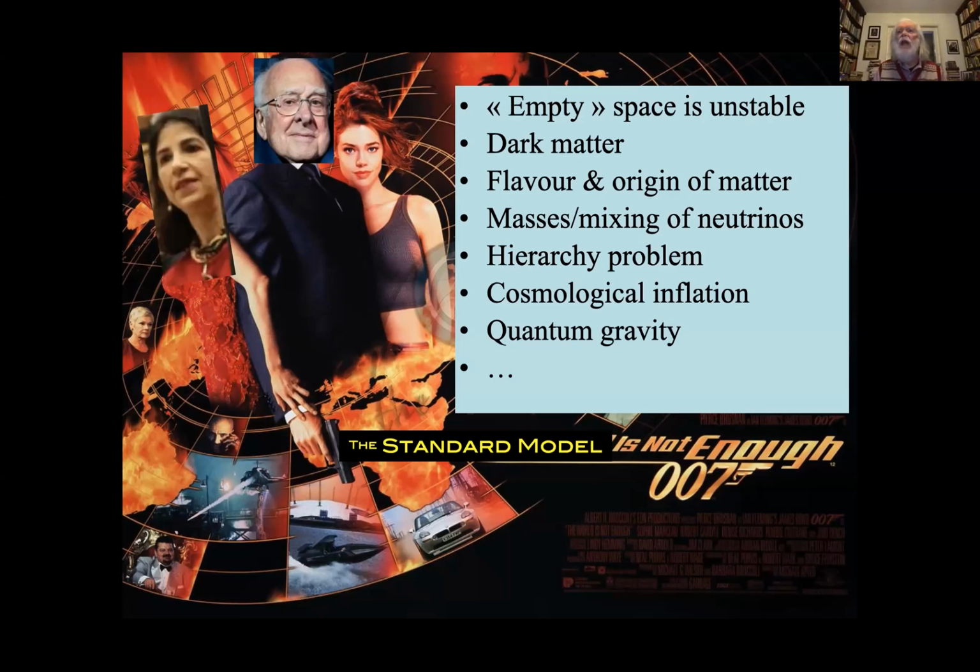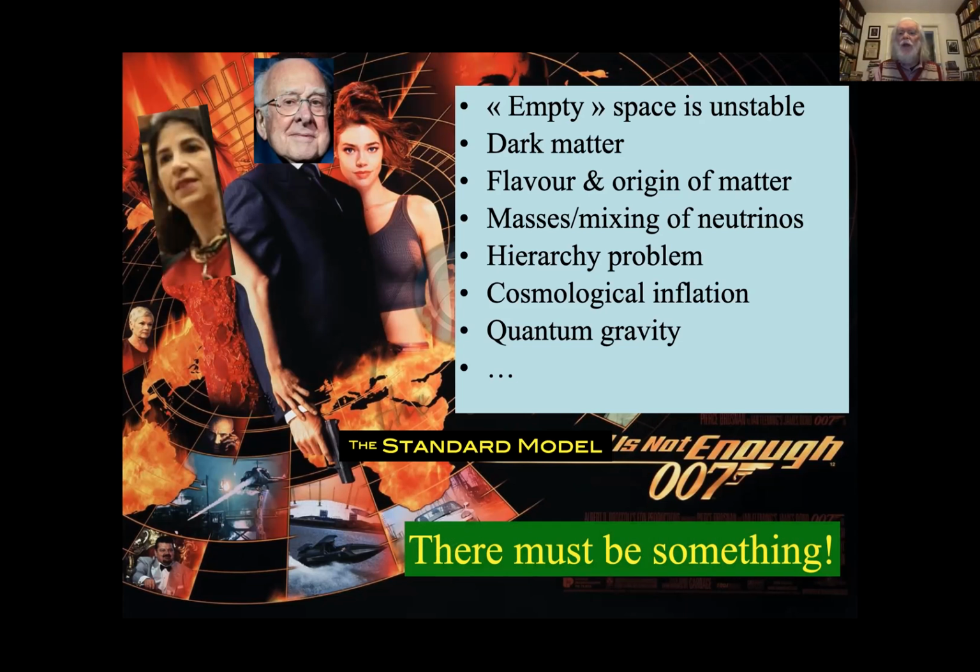Empty space is unstable according to standard model calculations. The standard model does not explain dark matter. The standard model leaves open the flavour problem. As we've heard from Jose, the masses and mixing of neutrinos take us beyond the standard model. There's a naturalness or hierarchy problem. We'd like to have a cosmological inflation model. We'd like to make a quantum theory of gravity. So I have absolutely no doubt that there must be something beyond the standard model, and let's keep searching for it. Thank you.